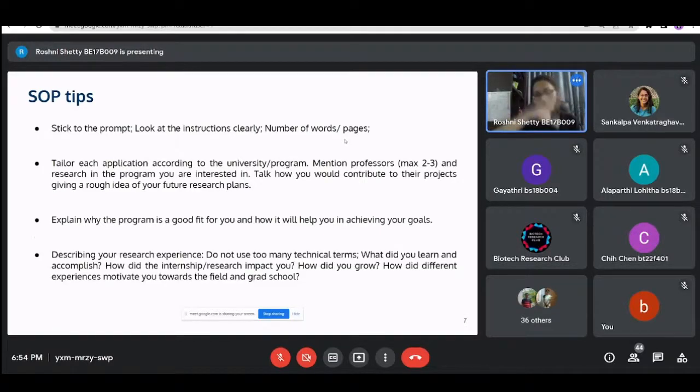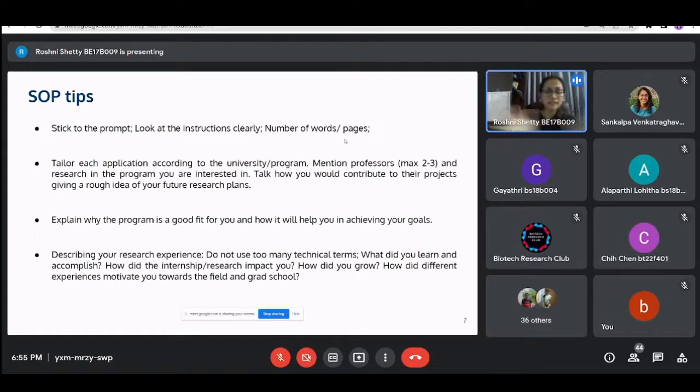Next, the major, middle portion of your SOP is going to be describing your research experiences. Some of the general questions you need to ask yourself when you're starting to write your SOP are: What did you learn and accomplish in your experiences? What skills did you learn? How did that internship or research project impact you? How did you grow as a person? How did these different experiences motivate you to apply for this particular program?